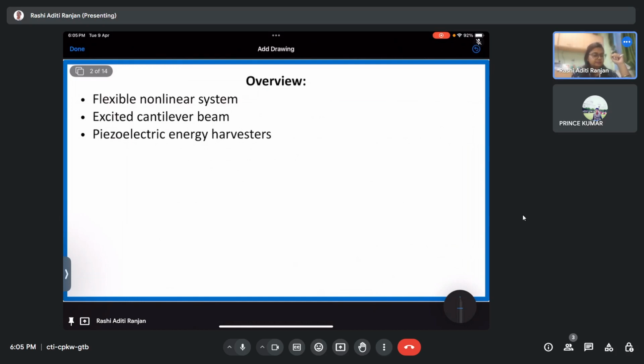Apart from that, sandwiched beams were also discussed, and how sandwiching different materials helps us get the property that I want for a particular system.